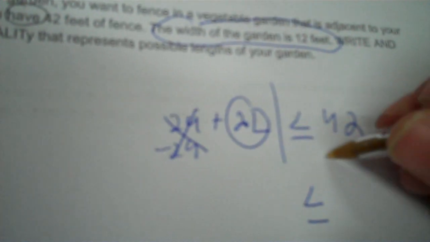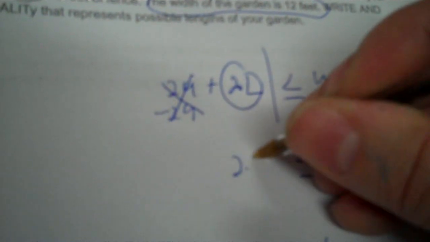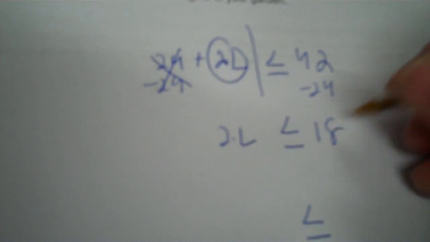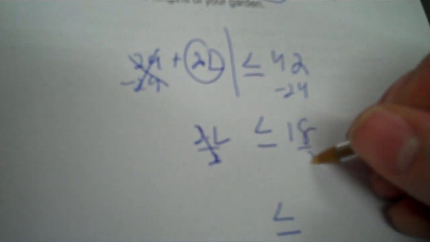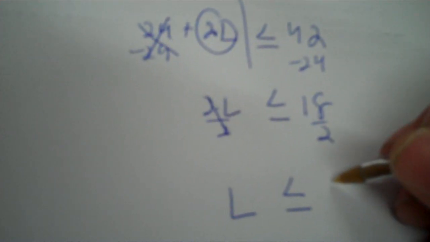Now solve it. Okay. You're going to minus 24, sign won't change. You're going to be dividing by a positive, sign won't change. So 2 times L, that's 18, divide by 2, divide by 2. L is less than or equal to 9. So you can have the length at 9 or anything less.